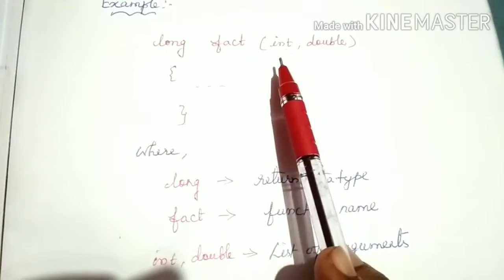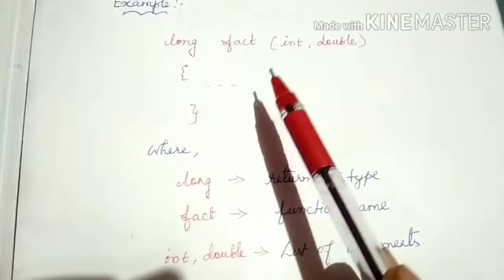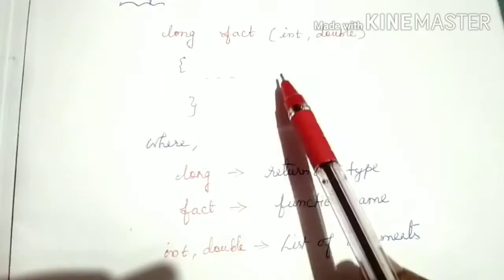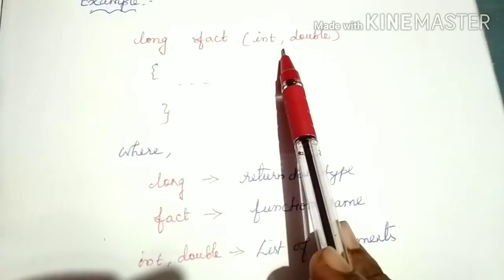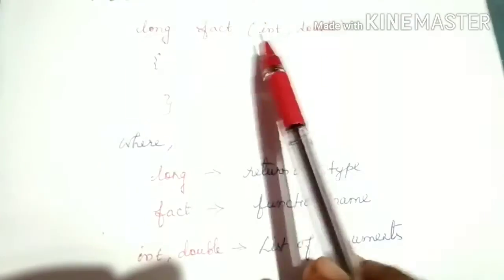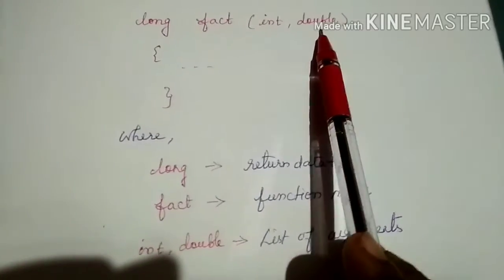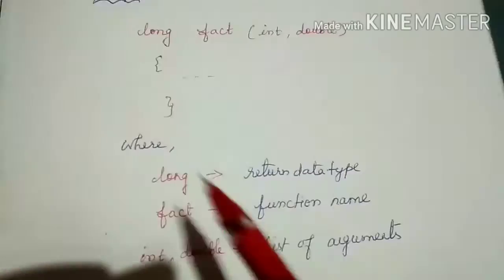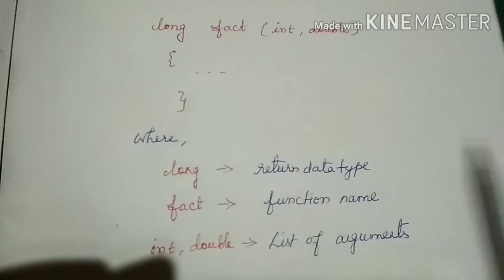Here this list of arguments may be either a single argument or more than one argument in this function. Okay, here 2 arguments are passed. One is an integer value, another one is double. These are all called the function prototype.